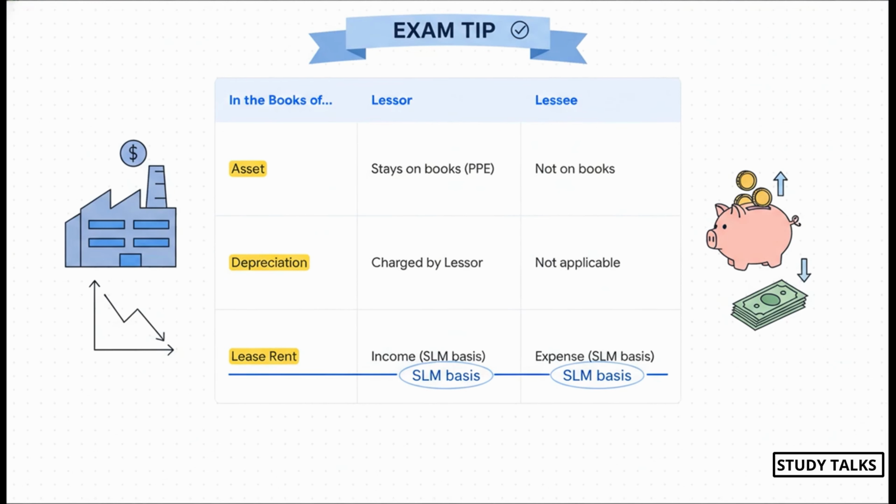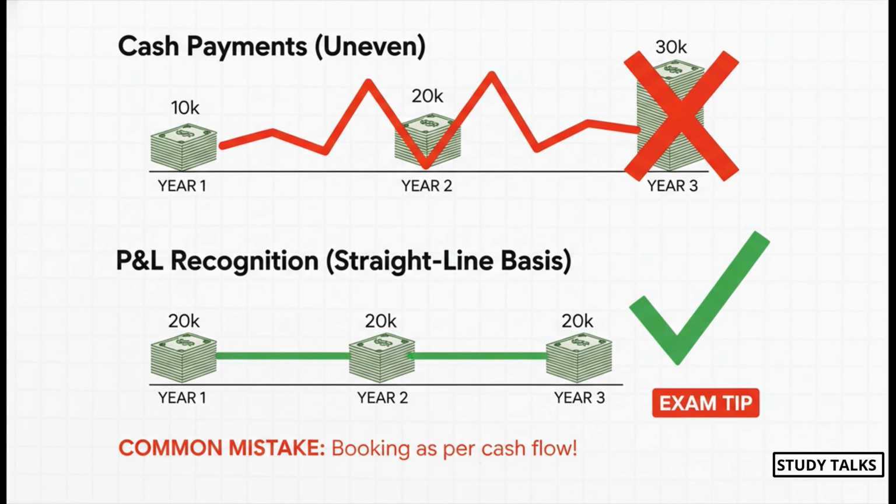This slide right here is your ultimate cheat sheet for operating leases. It's super simple. For the lessor, the asset never leaves their books. It stays as PPE, and they keep charging depreciation on it. For the lessee, no asset, no depreciation. The most important thing to see here is that for both of them, the lease rent is recognized on a straight line basis. It's income for the lessor and an expense for the lessee. And this is the core idea you have to grasp.